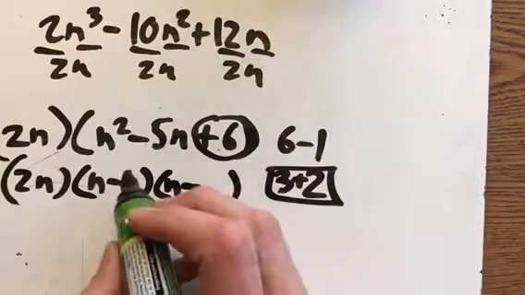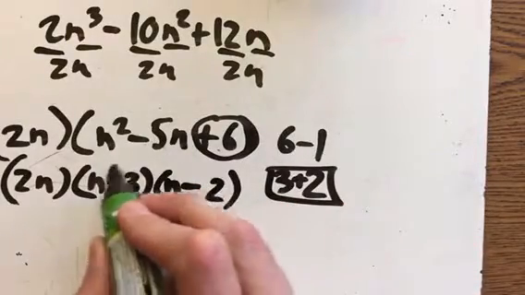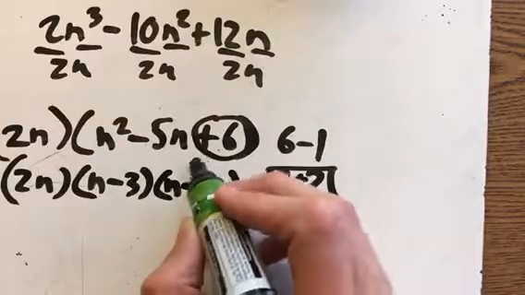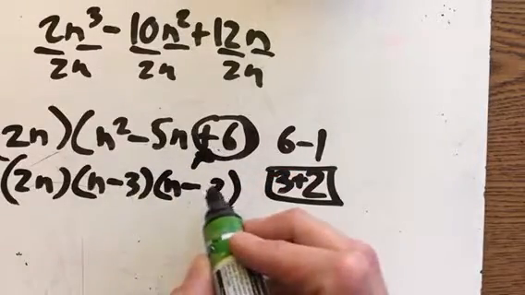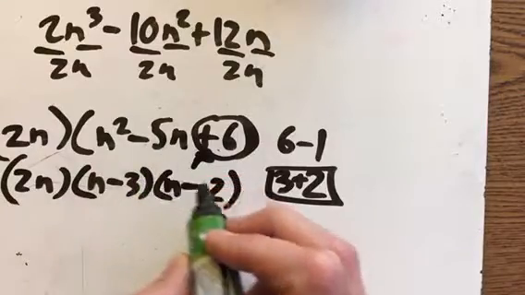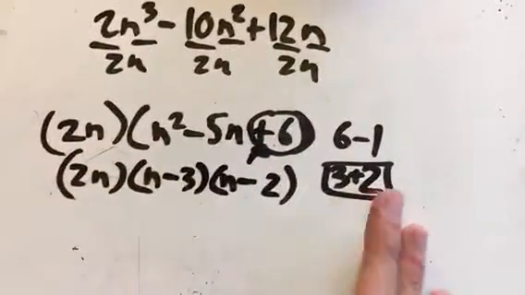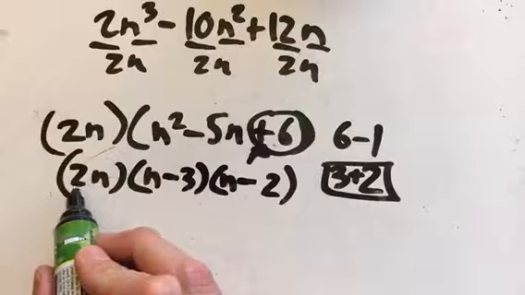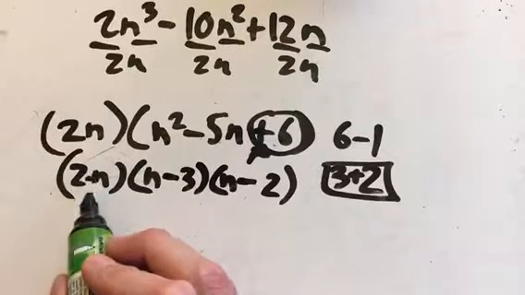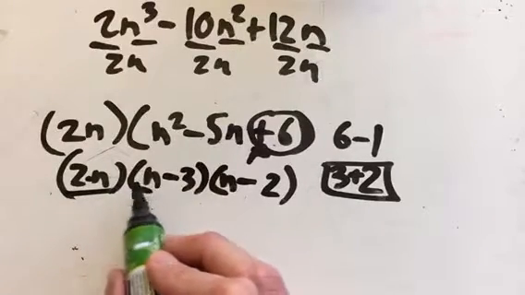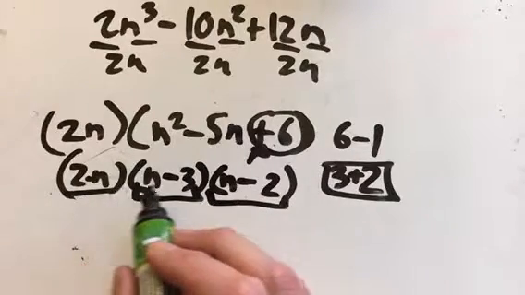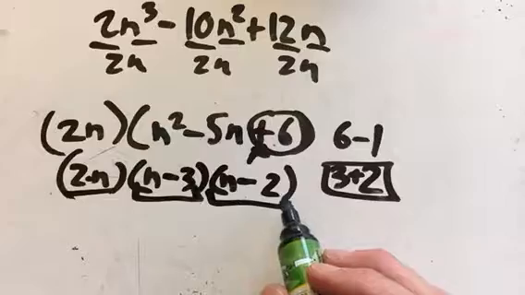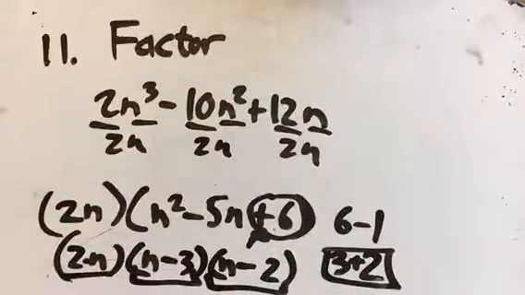Because another way, if we put a 3 and a 2 here, think about this. Negative 3 times negative 2 is positive 6, but negative 3 plus negative 2 is negative 5. So that's what we want. So if you notice, this problem actually has 3 factors, or actually 4 if you consider 2n as 2 factors. But anyway, you get 2n, then n minus 3, which is a whole factor there, and n minus 2. So 2n times n minus 3 times n minus 2 is how you factor this crazy problem.